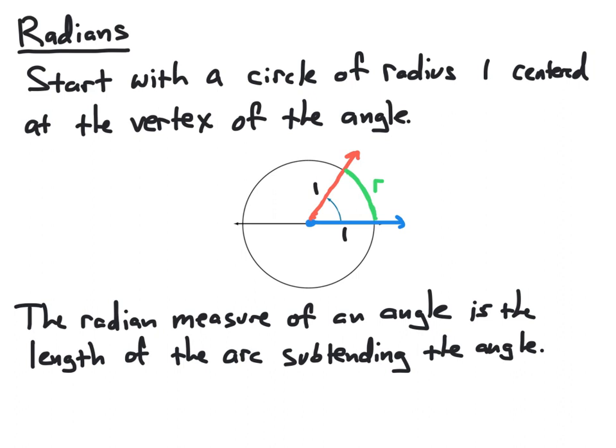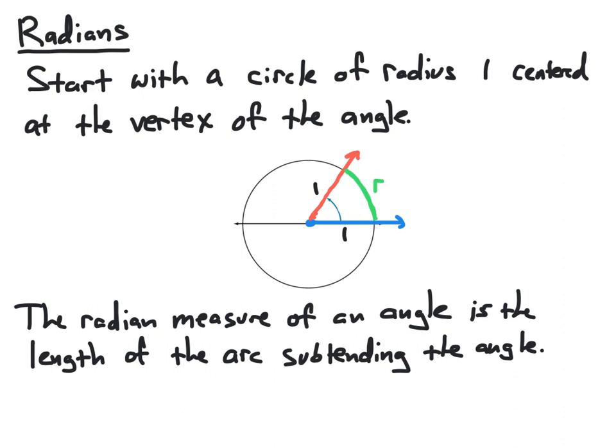We note that it is important that this circle have a radius of 1 in order for this definition of radian to be true. If the circle being used has a different radius, then this definition has to be modified some. However, if we start with a circle of radius 1, the radian measure of the angle is simply the length of that arc that subtends our angle.